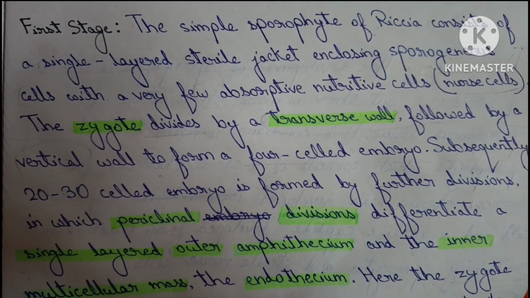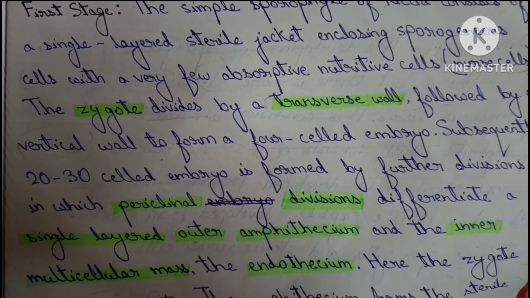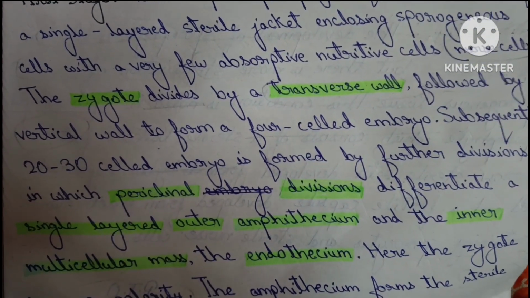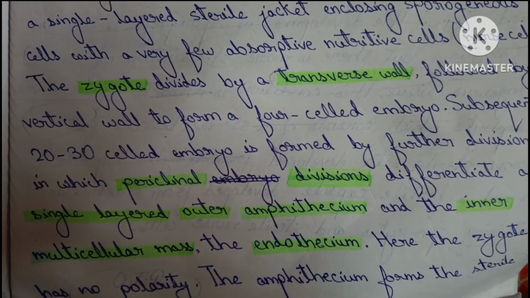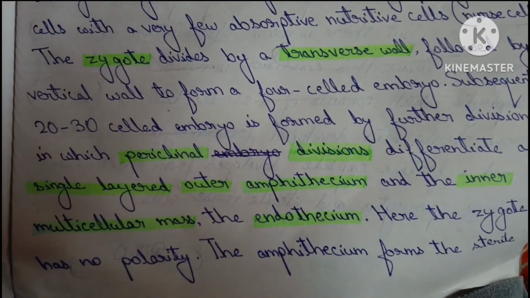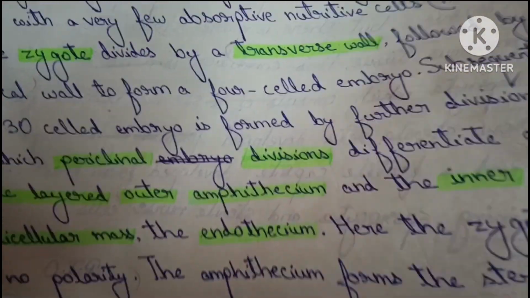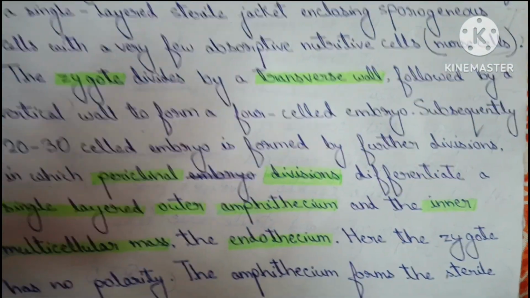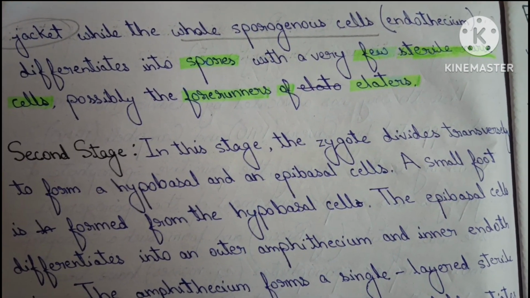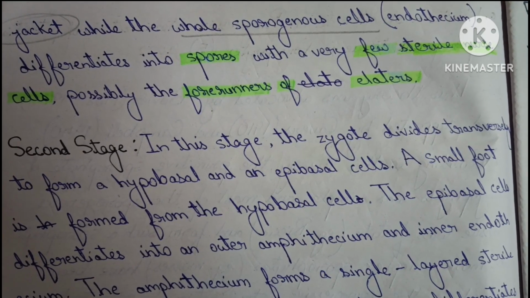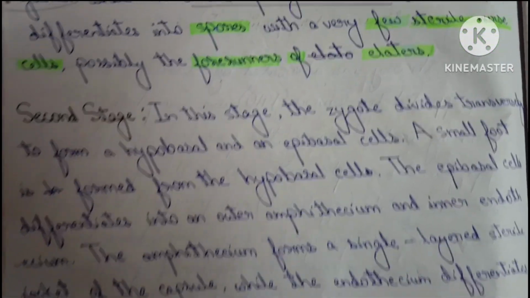embryo. Subsequently, a 20 to 30-celled embryo is formed by further divisions in which periclinal divisions differentiate a single-layered outer epithelium and the inner multicellular mass, the endothelium. Here, the zygote has no polarity. The epithelium forms the sterile jacket, while the whole sporogenous cells, endothelium, differentiates into spores with a very few sterile nurse cells, possibly the forerunners of elater.